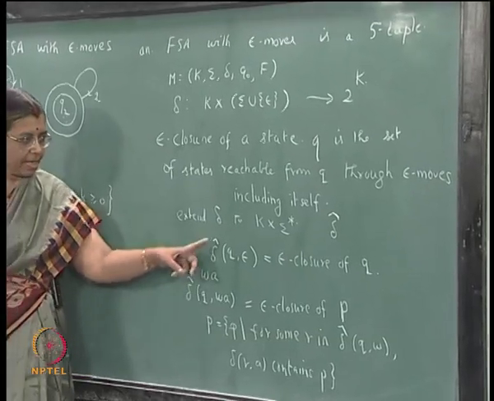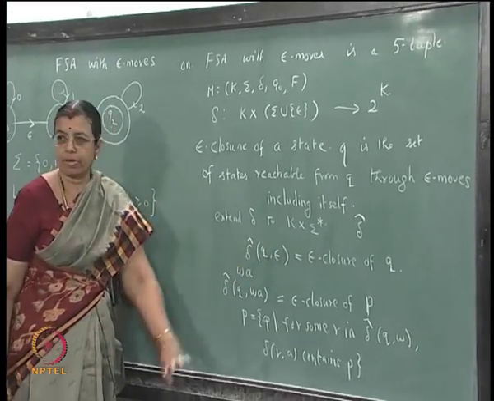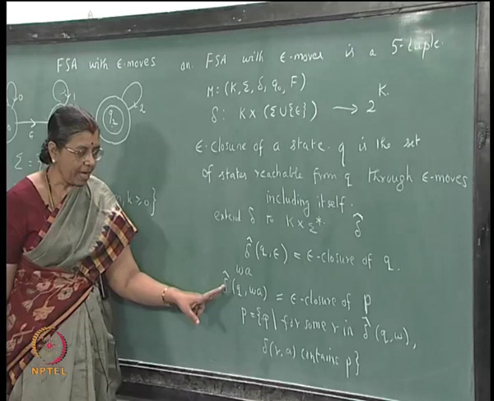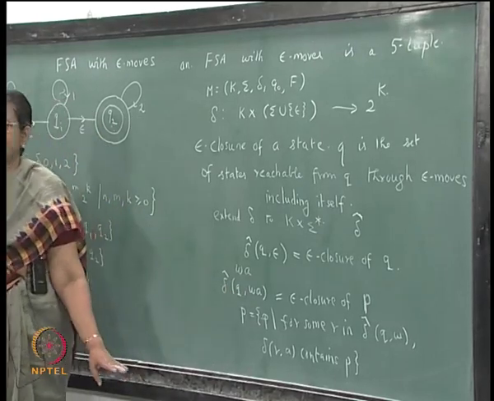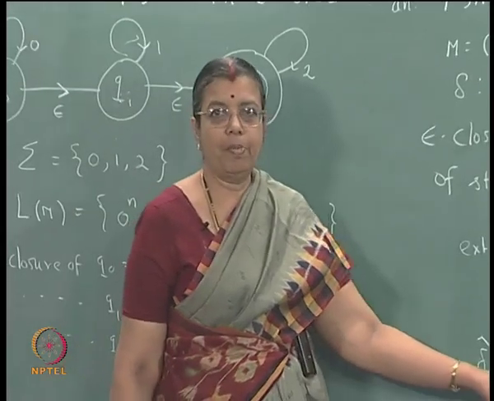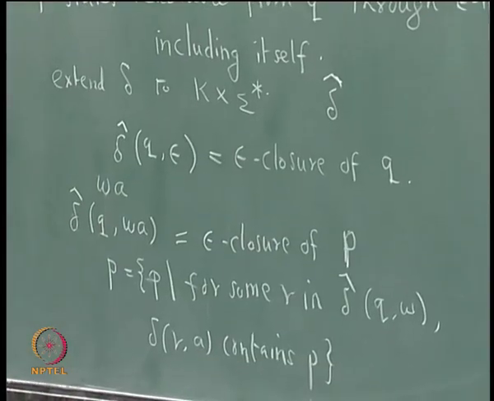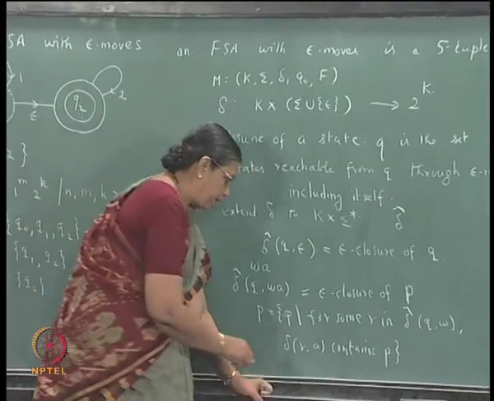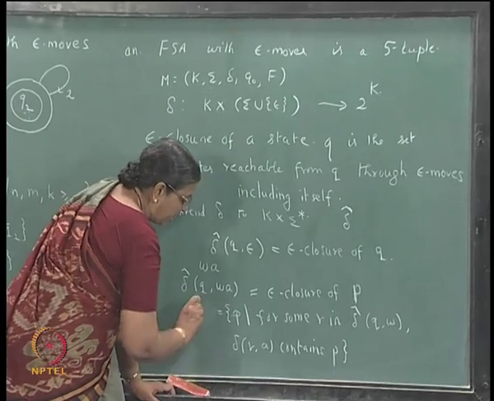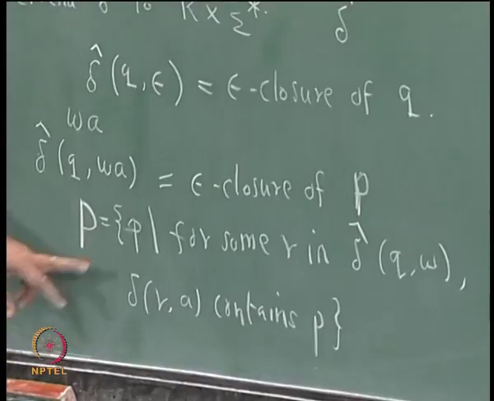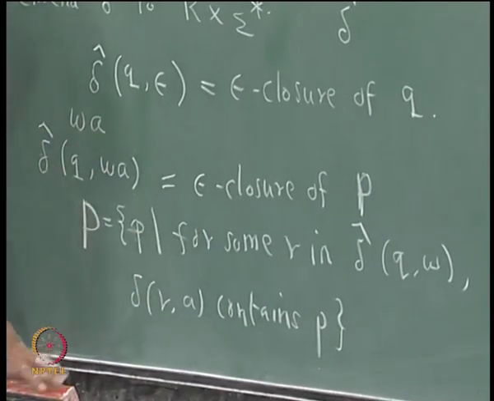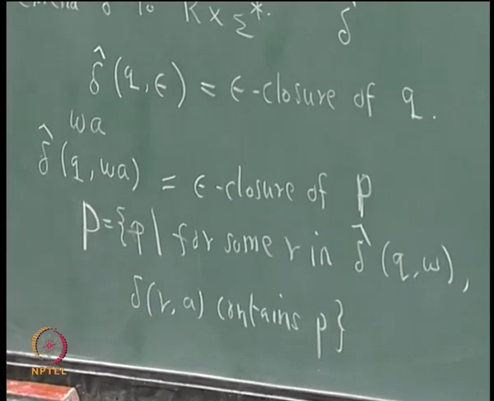You define delta cap of Q, epsilon as epsilon closure of Q, then take a string WA. How do you define delta cap of Q, WA? What this essentially means is, starting from Q, after reading WA, what are the possible states in which you can be? That is what it means. How do you define that? It is the epsilon closure of P, where this is capital P, to make a difference, the set of states P. What are the states P? For some R in delta cap of Q, W, delta of R, A contains P.